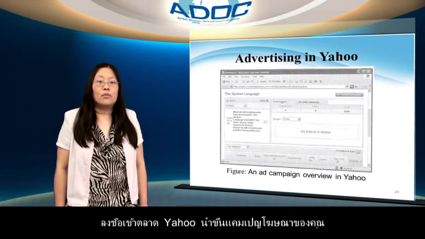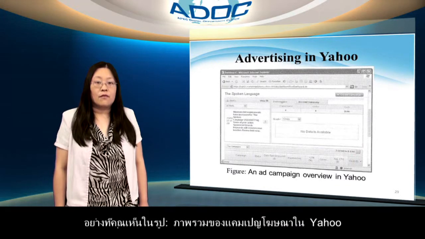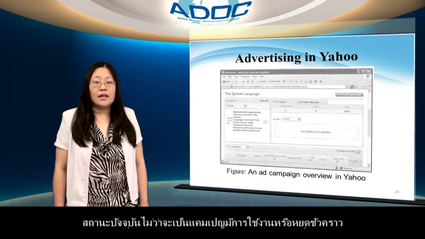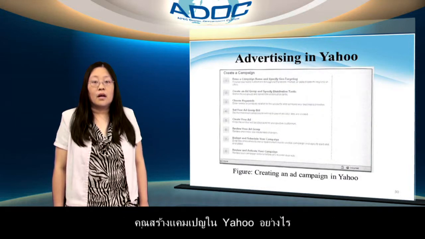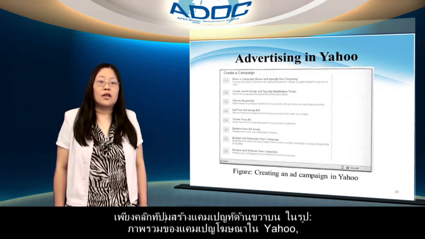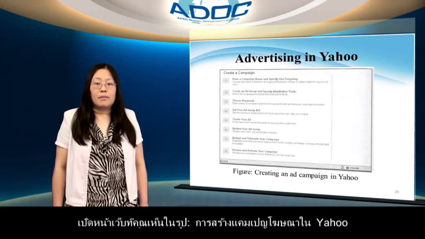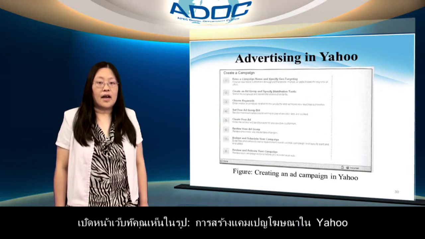Signing into Yahoo Marketing brings up your ad campaigns, as you can see in the figure. An ad campaign overview in Yahoo shows the current status, whether the campaign is active or paused. How do you create a campaign in Yahoo? Just click the Create Campaign button at upper right in the figure, opening the page you see in the figure. Creating an ad campaign in Yahoo.